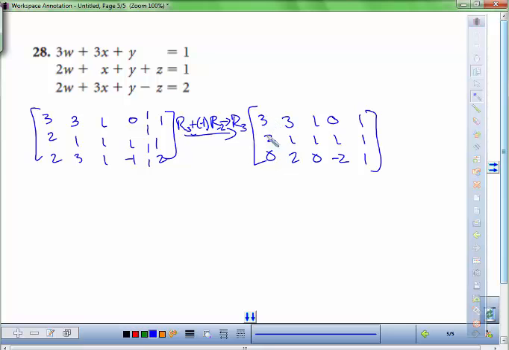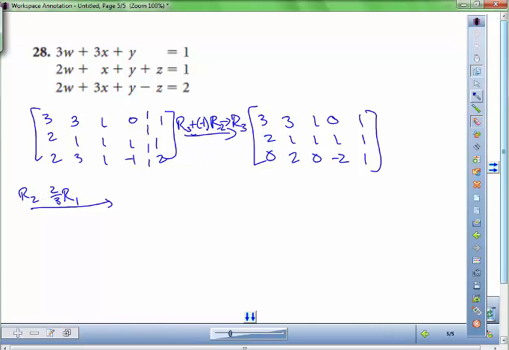So the next thing probably to do is get rid of this 2 over here. So I'll do that in this next step. I want to change row 2, and by doing that I will add 2/3 times row 1. So subtract, so that should be a negative. Add the negative multiple. So that's going to replace my row 2.